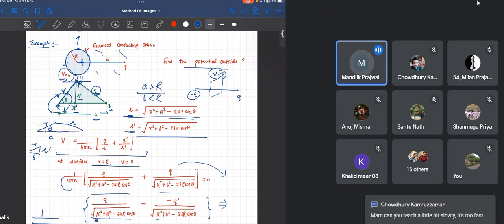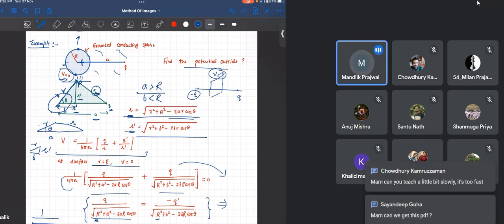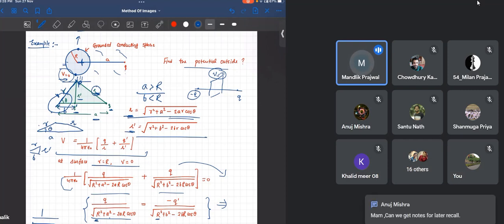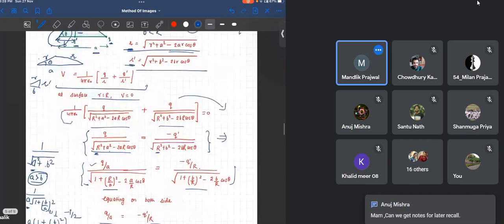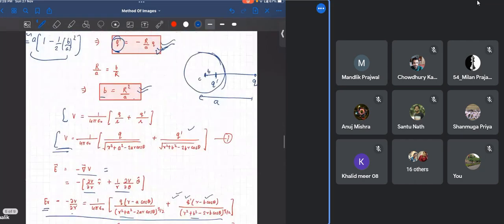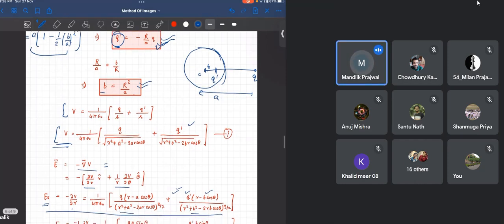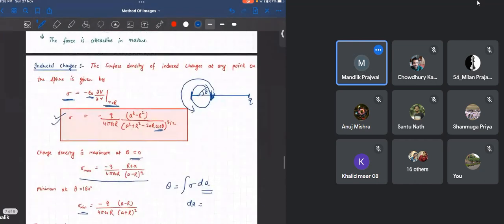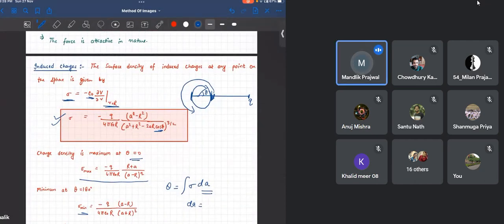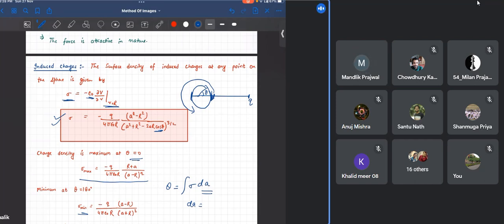And ma'am, I had a basic doubt. You said that the charge density is not zero anywhere on the sphere, but if I consider the electric field inside that shell, it will have some value. So how can that be? So the charge density is distributed such that the total electric field inside is zero.